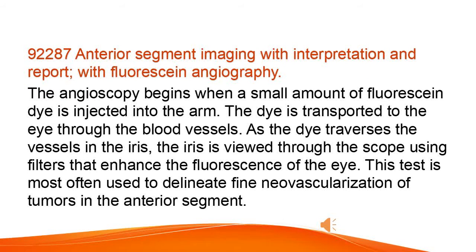Anterior segment imaging with interpretation and report, with fluorescein angiography. The angioscopy begins when a small amount of fluorescein dye is injected into the arm. The dye is transported to the eye through the blood vessels. As the dye traverses the vessels, the iris is viewed through the scope using filters that enhance the fluorescence of the eye. This test is most often used to delineate fine neovascularization of tumors in the anterior segment.